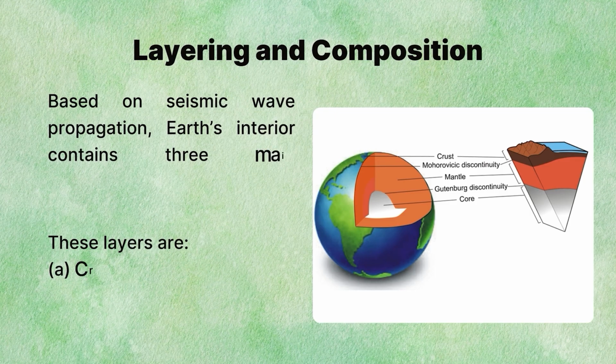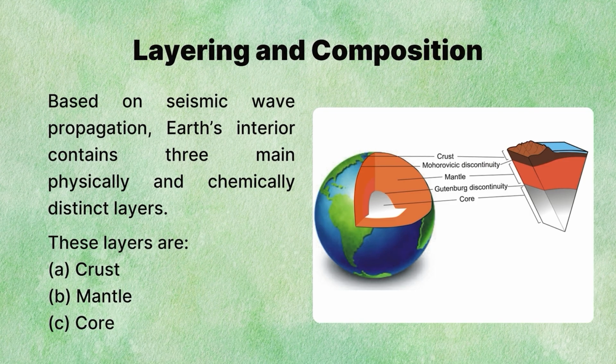Now let us talk about layering and composition. We have discussed much about the propagation of seismic waves. Based on seismic propagation, Earth's interior contains three main physically and chemically distinct layers. They are called crust, mantle and core. These are very fundamental layers. There are many subdivisions of the crust, subdivisions of the mantle, and subdivisions of the core also.